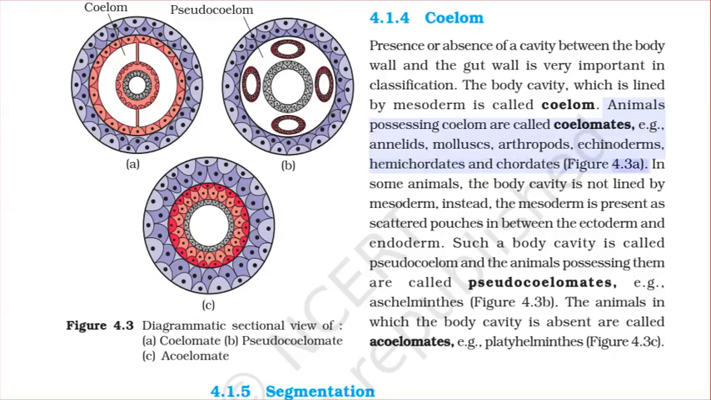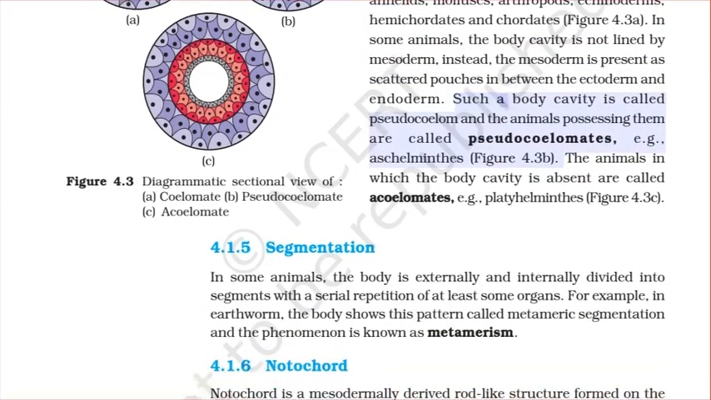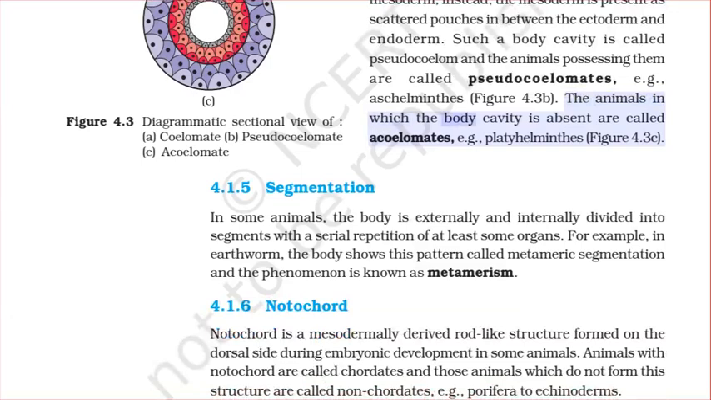Figure 4.3a. In some animals, the body cavity is not lined by mesoderm. Instead, the mesoderm is present as scattered pouches in between the ectoderm and endoderm. Such a body cavity is called pseudocoelom, and the animals possessing them are called pseudocoelomates, e.g., Aschelminthes, Figure 4.3b. The animals in which the body cavity is absent are called acoelomates, e.g., Platyhelminthes, Figure 4.3c.